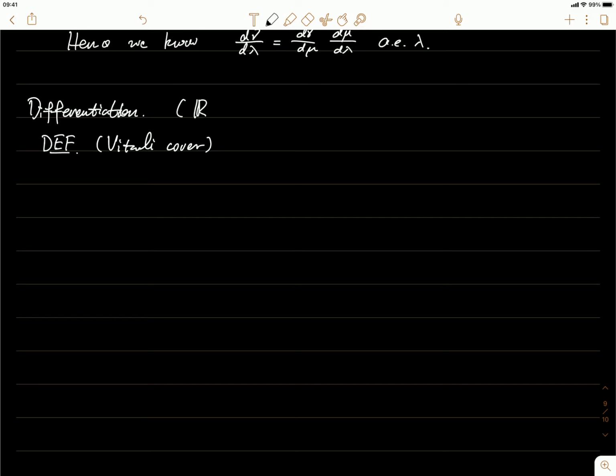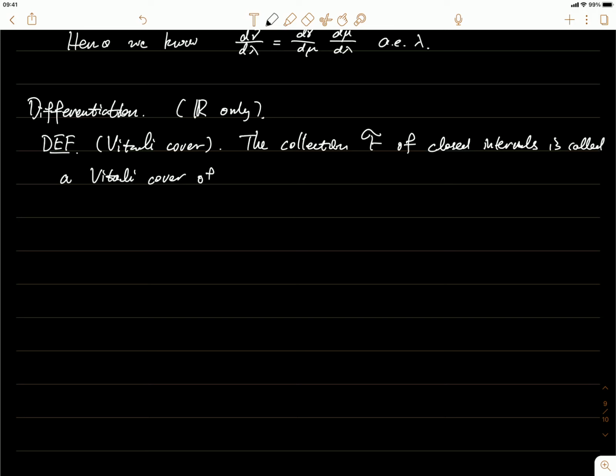The Vitali cover. As I said, I only consider R. A Vitali cover is a collection F of closed intervals on R called a Vitali cover of the set E if for any epsilon and any x in E there exists a closed interval I from F such that x belongs to I and the measure of I is less than epsilon.